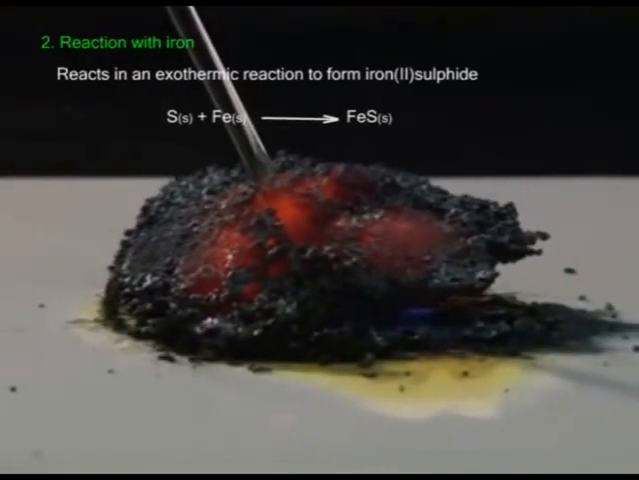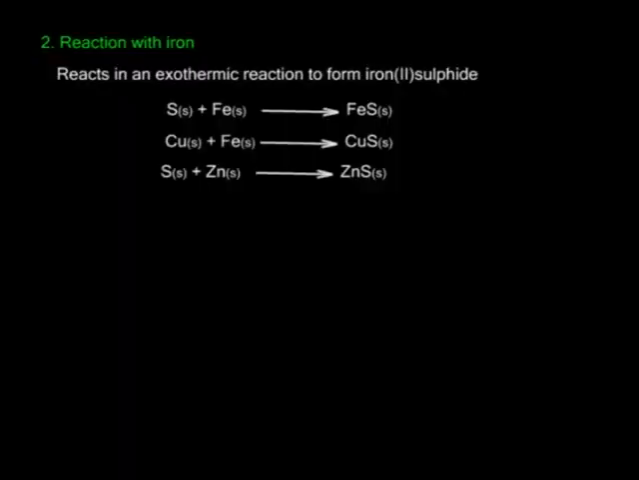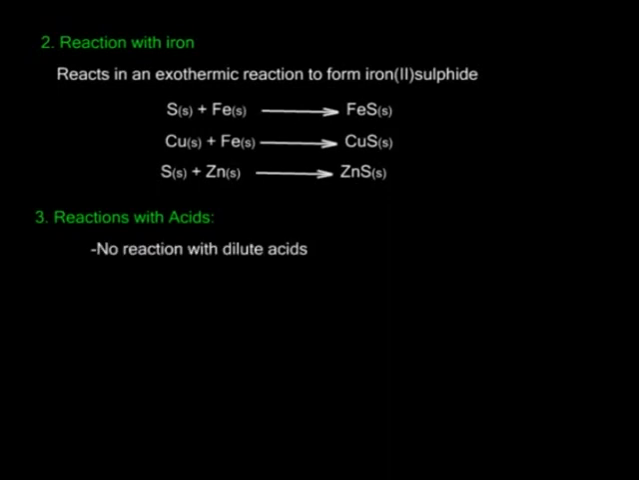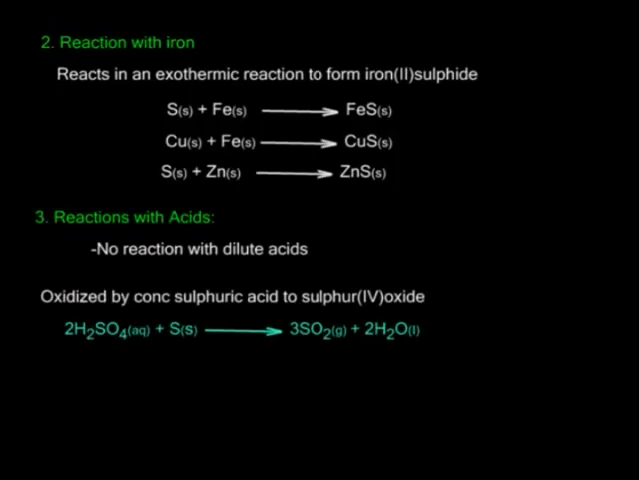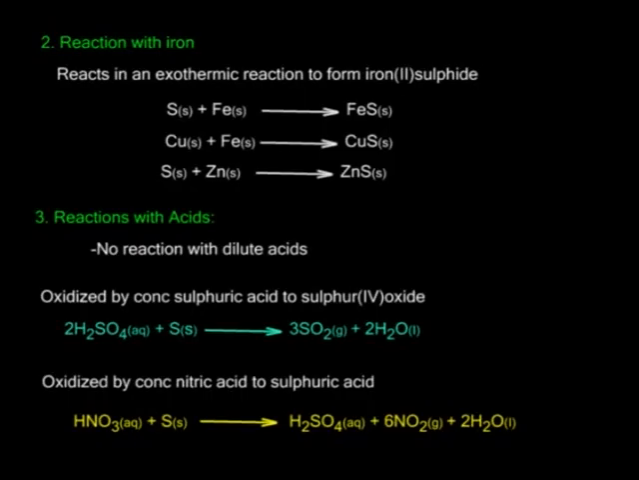Other metals like zinc and copper also react with sulfur when heated, forming metal sulfides. Sulfur does not react with dilute acids. However, concentrated sulfuric acid oxidizes sulfur to sulfur 4 oxide. Again, concentrated nitric acid oxidizes sulfur to sulfuric acid and is itself reduced to nitrogen 4 oxide.